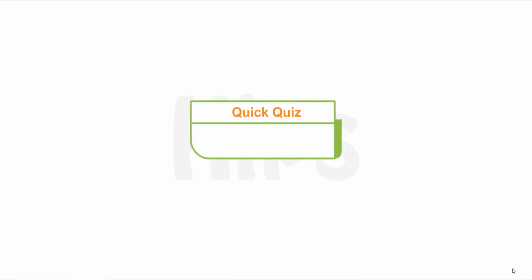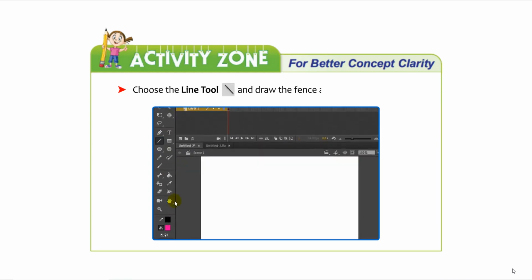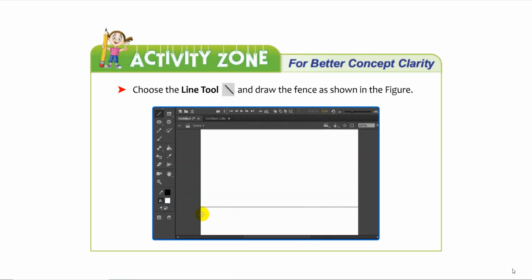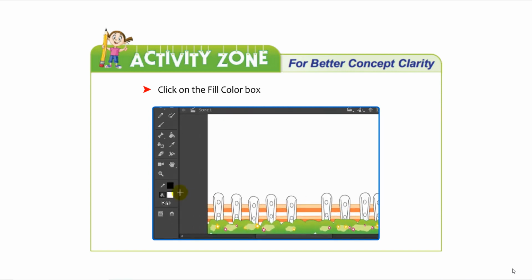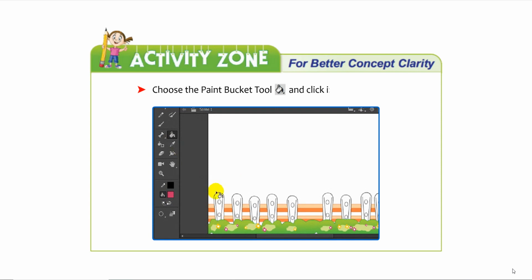Students, let us take a quick quiz. What is a layer? Students, let's do an activity. Choose the line tool and draw the fence as shown in the figure. Click on the Fill Color box and select the required color. Choose the Paint Bucket tool and click inside the fence.